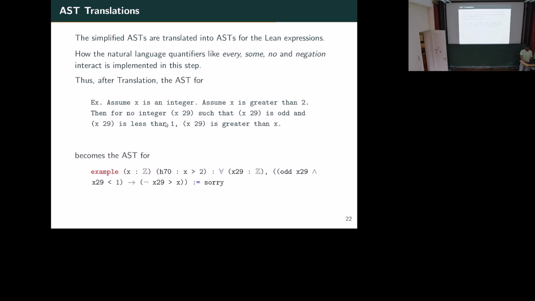In the previous step, we got the AST as this: assume x is an integer, x is greater than 2, and so on. After translation, we get the AST for this Lean expression. One might see these H70 and later more hypothesis variables. These hypothesis variables are introduced later after some post-processing, and these random names are taken so that no two hypothesis variables are the same. But the thing to notice here is that in this step we translate the natural language expression to the Lean expression via ASTs.